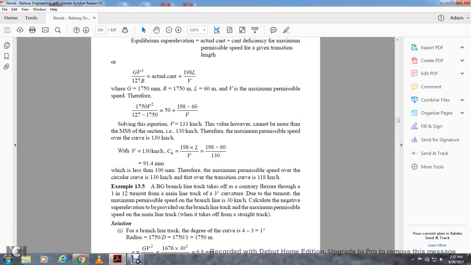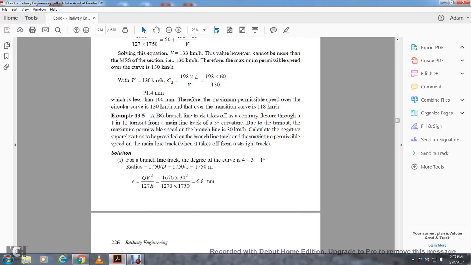The cant deficiency is 198 times the length divided by the velocity, which equals 198 times 60 divided by 130, which is less than 100 millimeters, at which the maximum speed over the circular curve is 130 kilometers an hour. If the transition curve is 118 kilometers an hour.